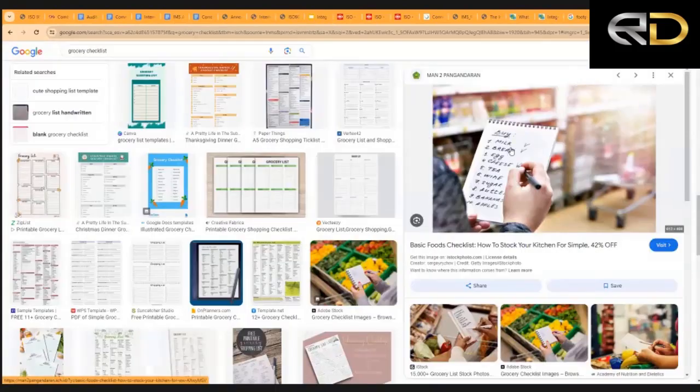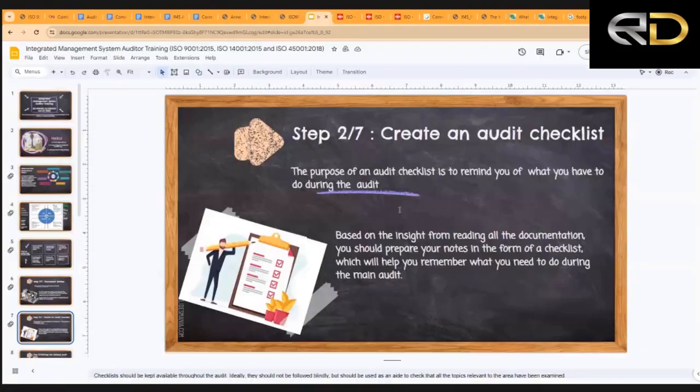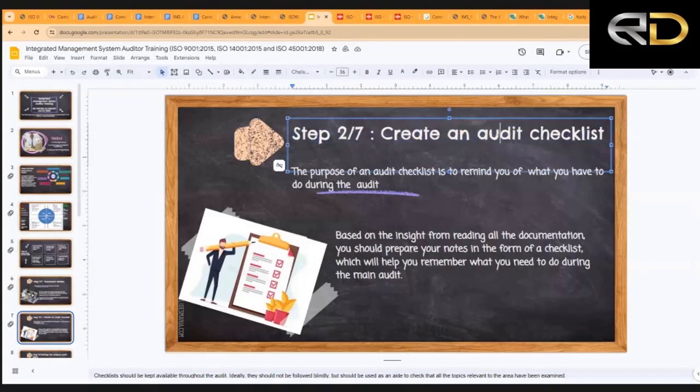Number two, when you are using a grocery checklist, why do you even have it? This is so that you don't forget when you go to buy things. It's not like you don't know what an egg is, what an apple is, or what milk is, but you might forget. That is the same thing that happens here. In this audit checklist, this is to make sure that you don't forget what to observe, which questions to ask, and what exactly documented information to review.